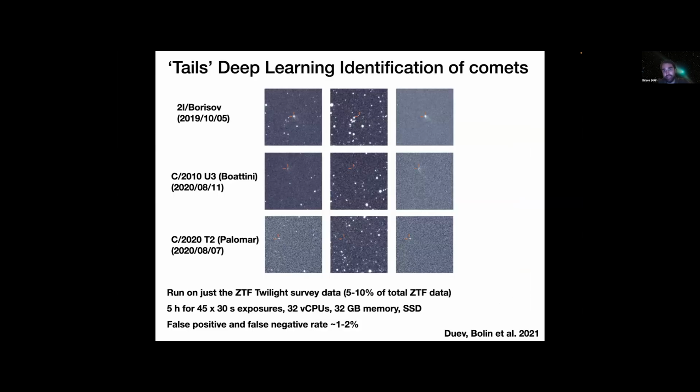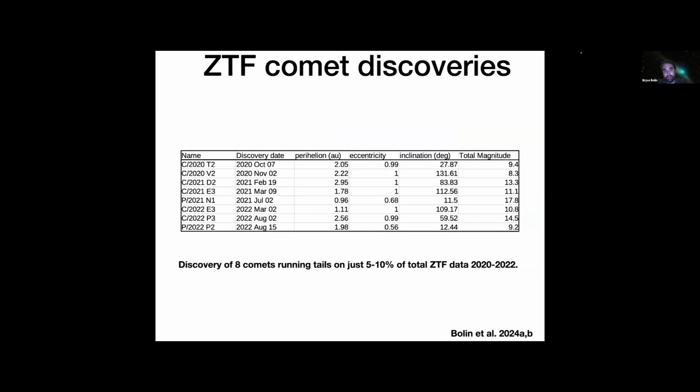In addition, we trained a neural network model to identify comets in ZTF images. This neural network was used to find a number of long and short period comets.